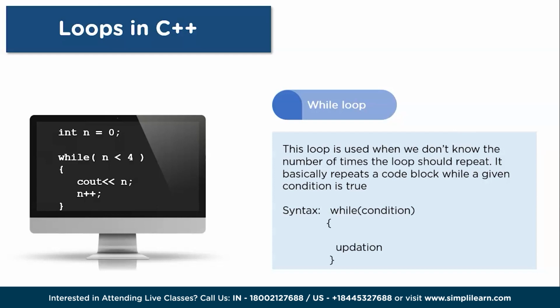For example, here first we have initialized variable n with 0, and then we have used while loop and put the condition n less than 4. Now the loop will execute till the value of n is less than 4, and after every iteration the value of n will increment because we are updating it using the increment operator.